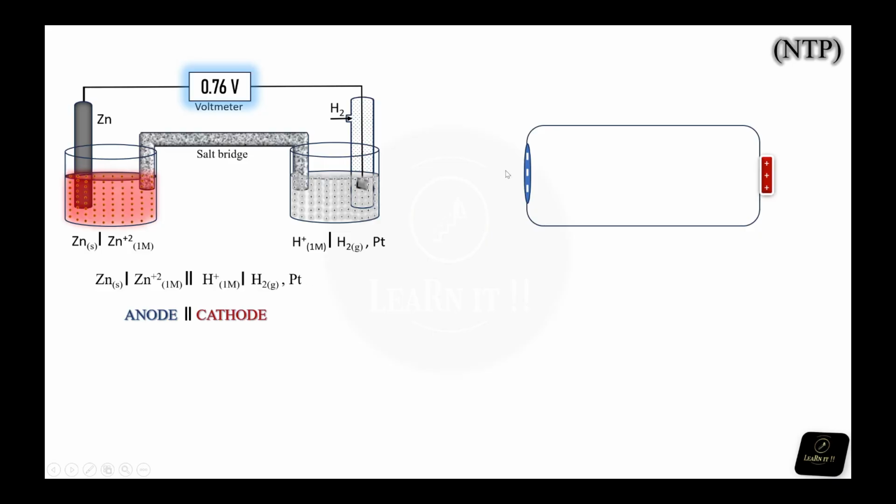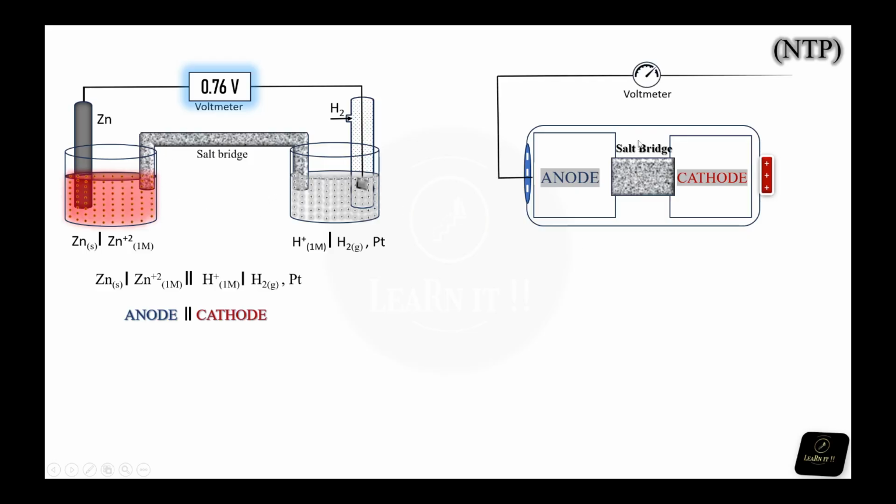So if we take this cell, so I have already told this is a cell. If we take the cell, which is made up of anode zinc and cathode hydrogen, which are connected by salt bridge, it will measure the voltage 0.76 volt. But in reality it doesn't exist. It is a hypothetical cell.